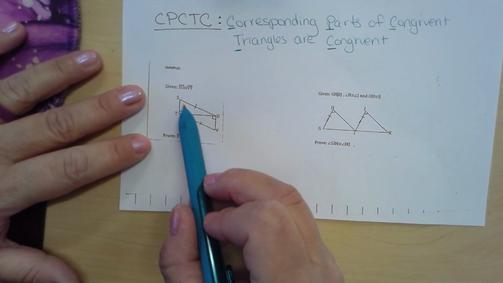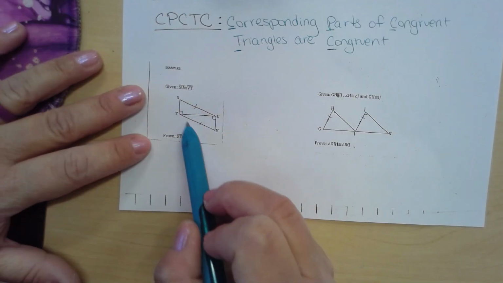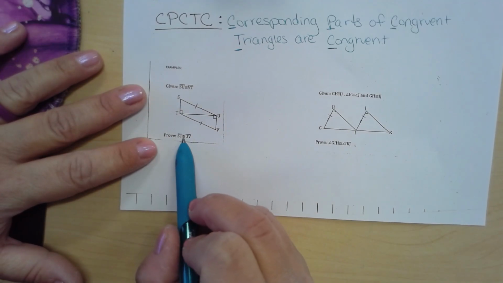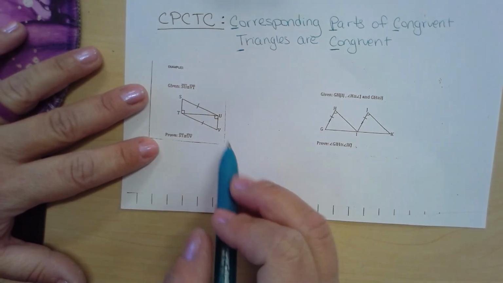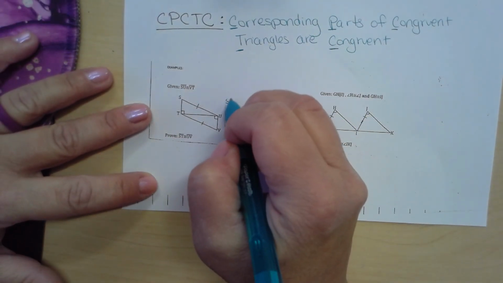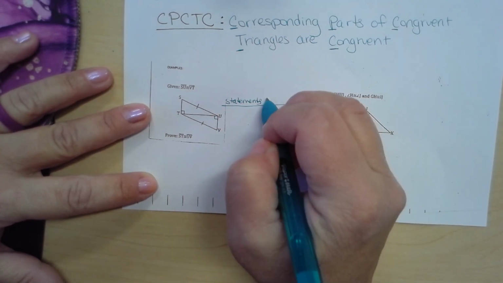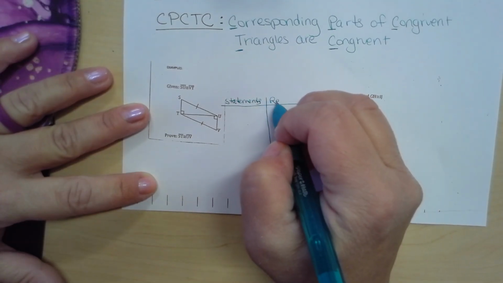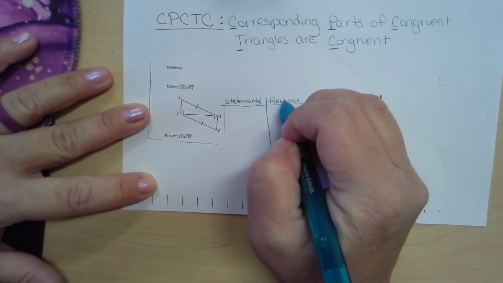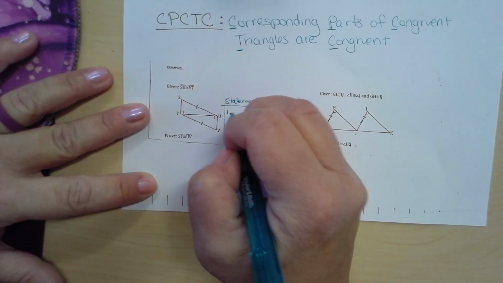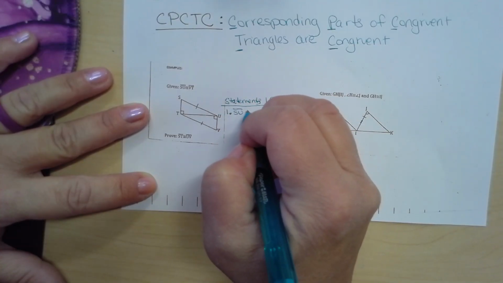Okay, so in this example, they're telling us SU is congruent to VT, and somehow we need to prove ST and UV are congruent. So the only way that we can do that is we have to prove the triangles are congruent first. So let's start with the given.